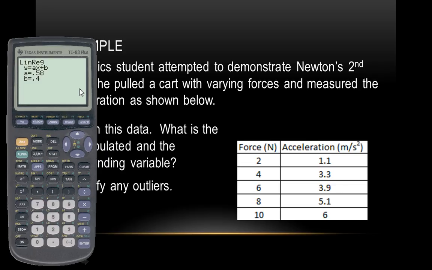Do you agree? A is y, F is x, and the slope equals 1 over the mass. Slope equals 1 over mass. Therefore, mass equals 1 over slope. And the slope is given as 0.58. So the mass of this object is 1 divided by 0.58. Okay, that's the mass right there.